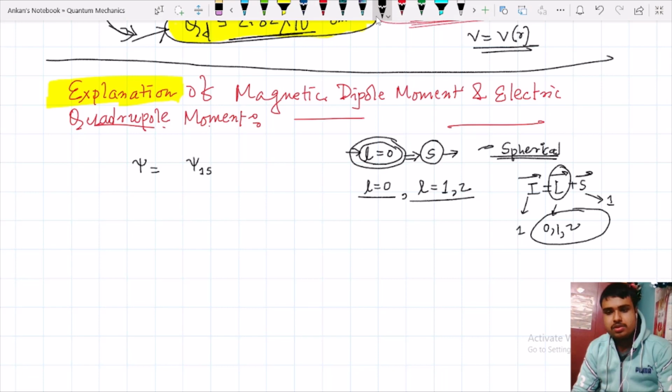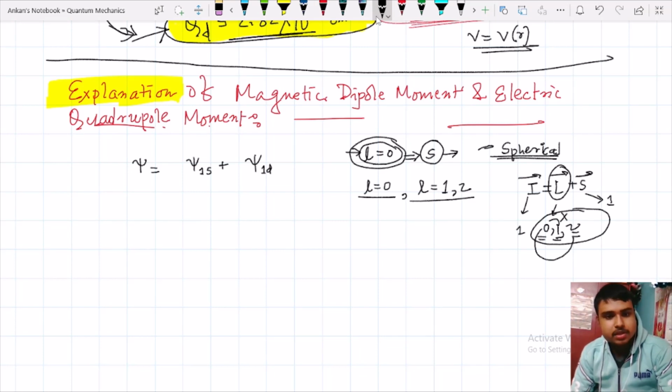But from the conservation of parity, we note that psi cannot be a mixture of even and odd parities. If we take the value 1, the parity will be odd, and if we take the values 0 and 2, the parity will be even. So we can take the combination of 0 and 2, but not 0 and 1. So we can write psi as psi 1s plus psi 1d. The 1 is for the ground state, because we know it very well from the shell model. Now there should be some normalization constants, A0 and A2.